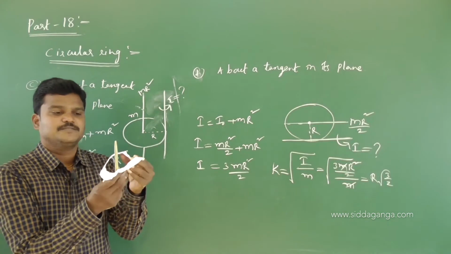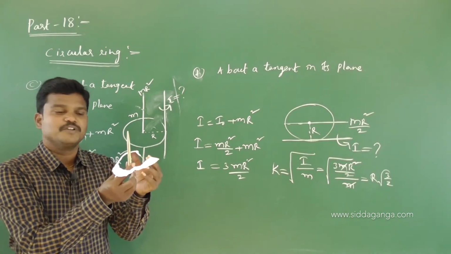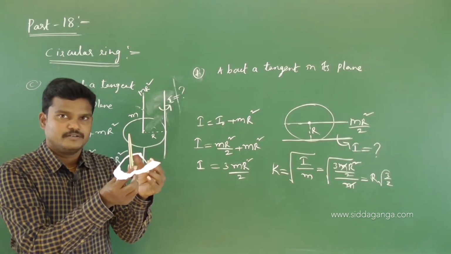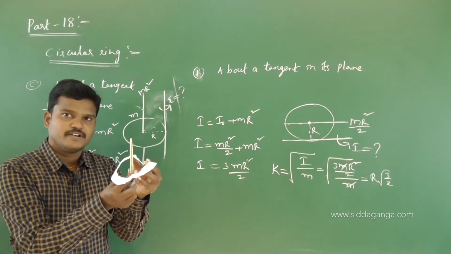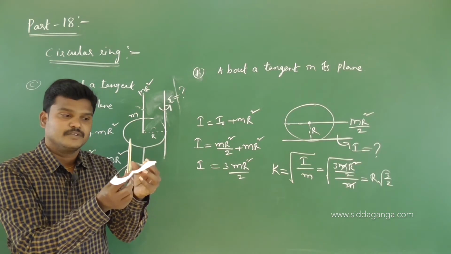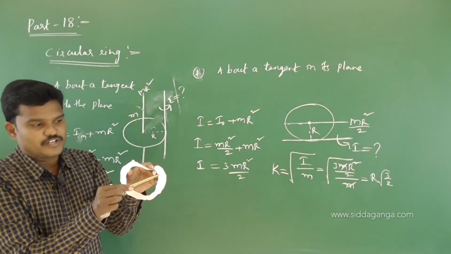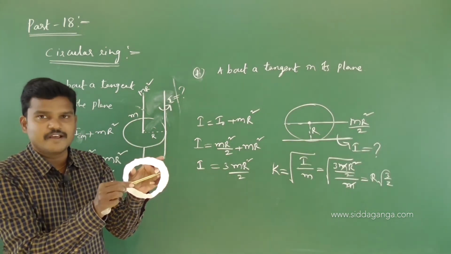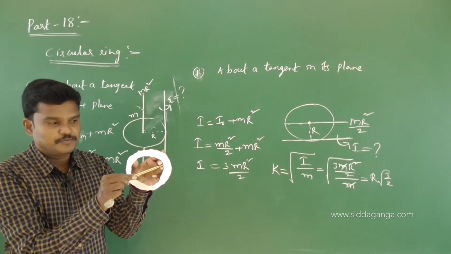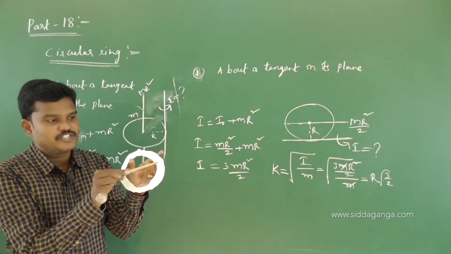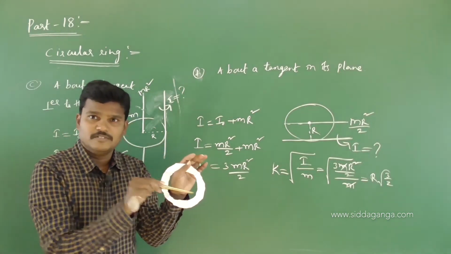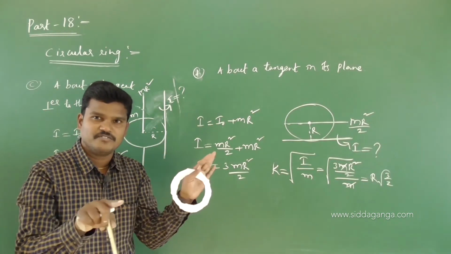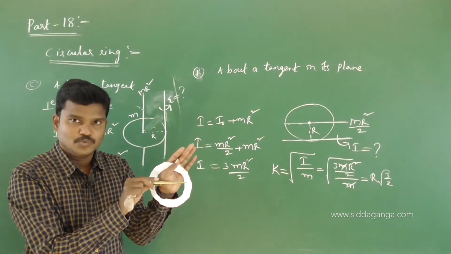First one, axis passing through center perpendicular to the plane is mr square. Second, about its diameter, it is mr square by 2, half mr square, like that, mr square by 2.